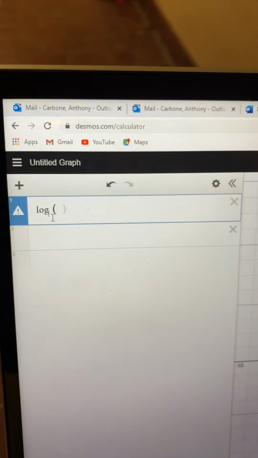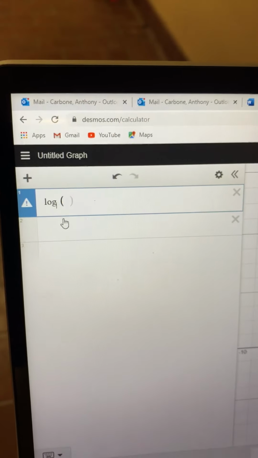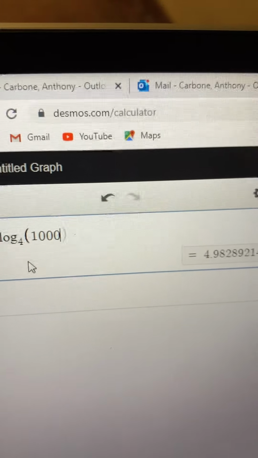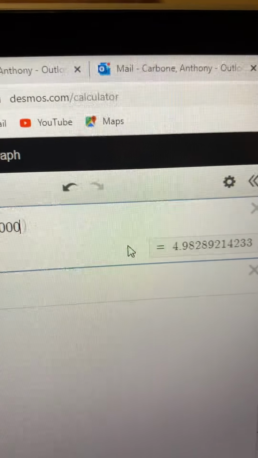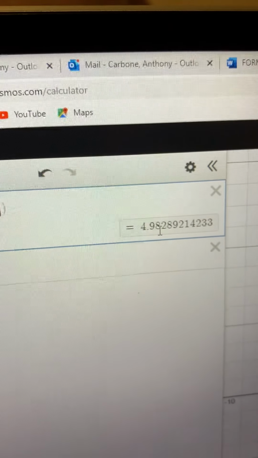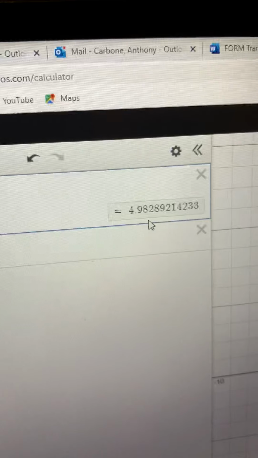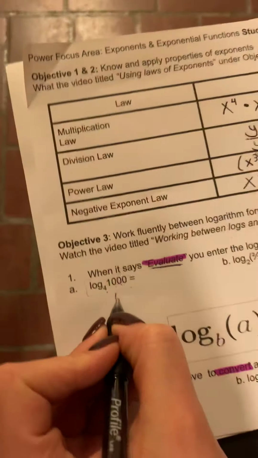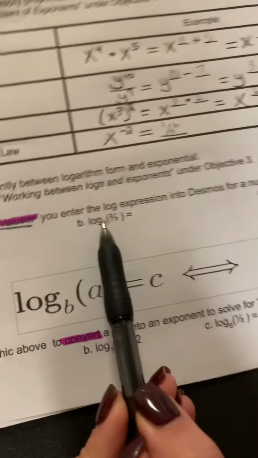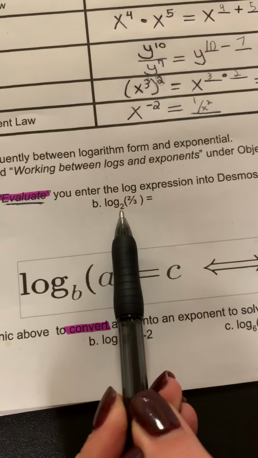So again, my question was evaluating log 4 of 1,000. And then you can see the answer right here. Now it's a decimal, a long decimal, but just use the first 3 numbers. So 4.98, that would be my answer to log 4 1,000. So let's just go through and evaluate these other 2 log expressions.